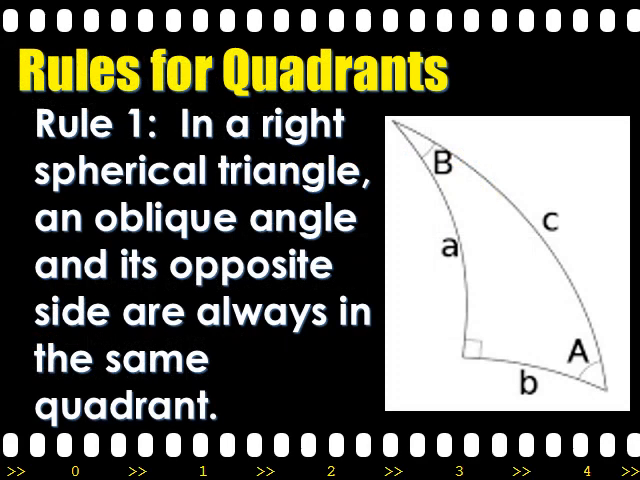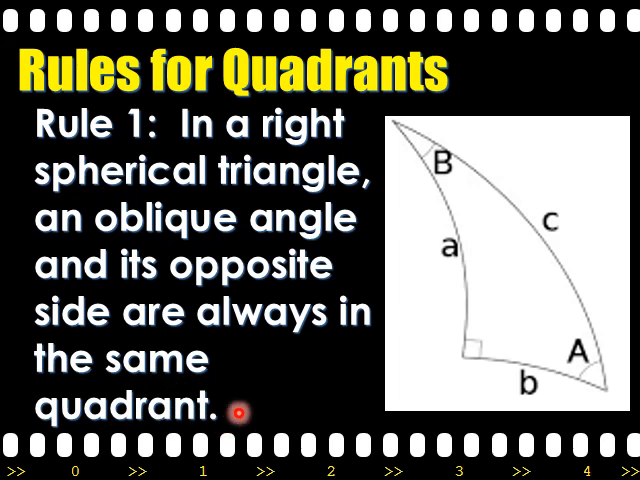Okay. So, kung titingnan natin dun sa rules of quadrants, meron tayong actually 3. Actually ito lang to eh. Pero yung 2, hinahati siya sa dalawang parts. Okay, so para mas madaling tandaan, mas madalas kasi natin gagamitin itong rule number 1 at saka rule number 2, A and B. So, sa rule of quadrants, in a right spherical triangle, an oblique angle and its opposite side are always in the same quadrant.